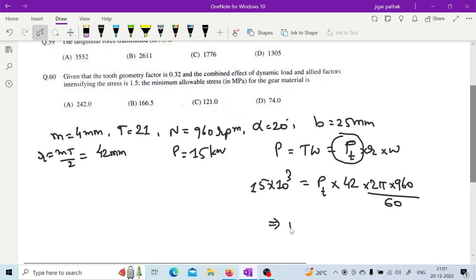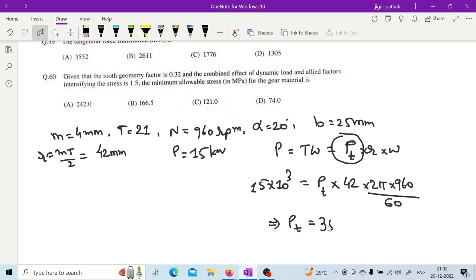So can you tell me what is this Pt? Anyone? 3552, right? Yeah, it is almost about 3552. So this option will be the correct answer. Now what they are asking in the next one is minimum allowable stress. For that they have provided some more data, like the factor as 0.32, then the combined effect of dynamic load and allied factors intensifying the stress by 1.5. So it means the factor of safety is 1.5.